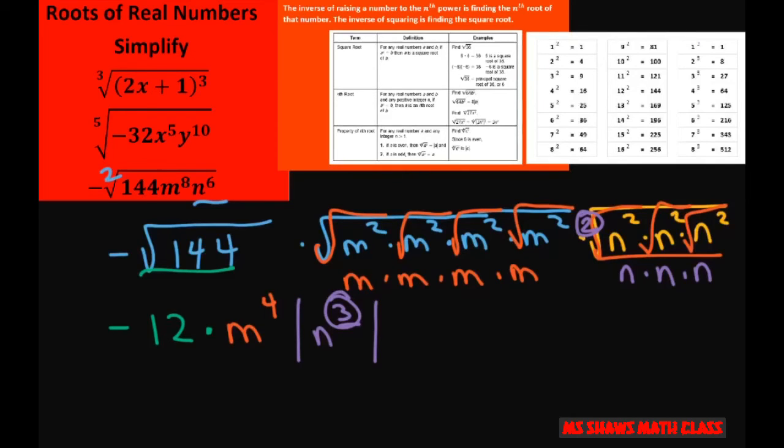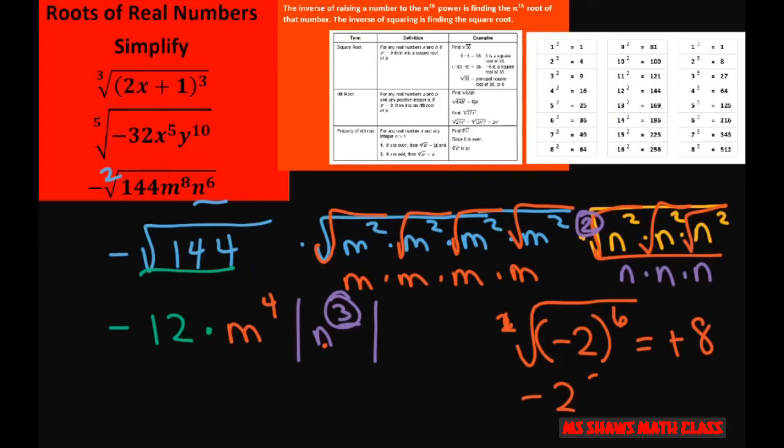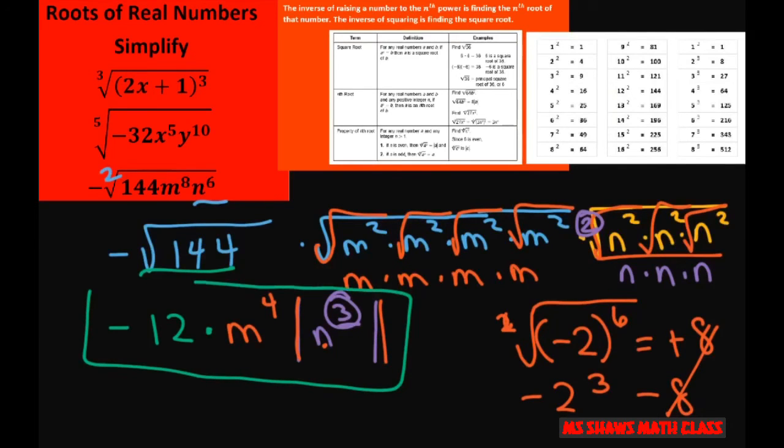Because if I put negative 2, say to the 6th, and I 6th root it or square root it, that's going to be positive 8. But if I put the negative 2 in here and cube it, that's going to be negative 8. And you can't have that. So you have to do the absolute value. And this would be your final answer.